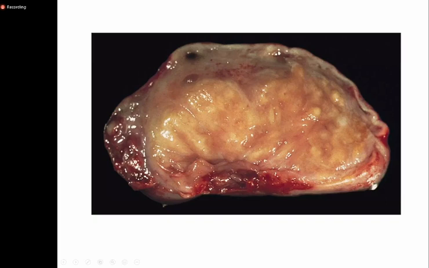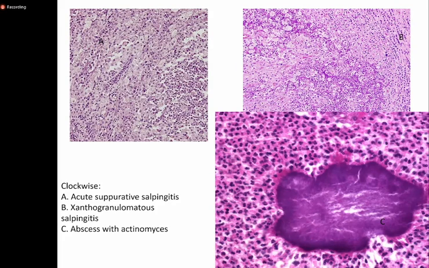Histologically, it could be suppuration, acute suppurative salpingitis, but you can also see lots of macrophages in between. When the pus cells start to get cleared away and you end up with lots more macrophages, then we call it xanthogranulomatous salpingitis. And on occasion, you may even have other microorganisms, like in this case, actinomyces.